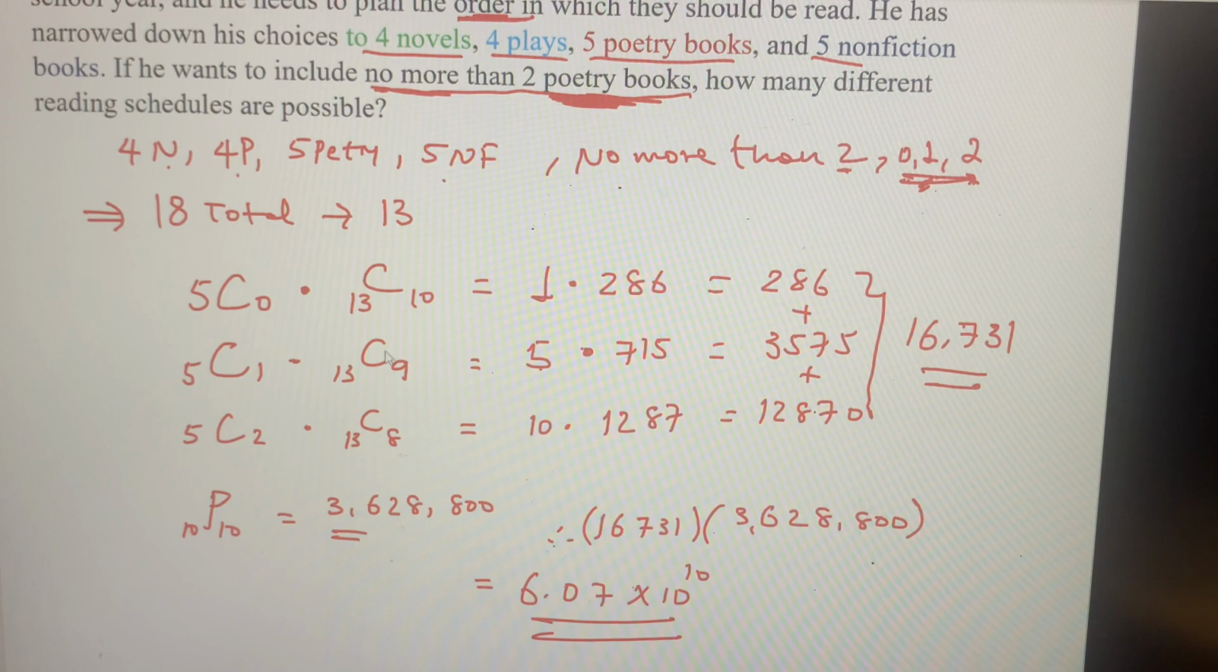So each time I have to calculate the combination, and then multiply, and then finally add all of them. And since at the end of the day I need 10 books in order, the 10 books in order is permutation. So I have to multiply again by the permutation of 10, 10. Finally, it's a matter of multiplying, or a job for the calculator, and then you will get the final answer.